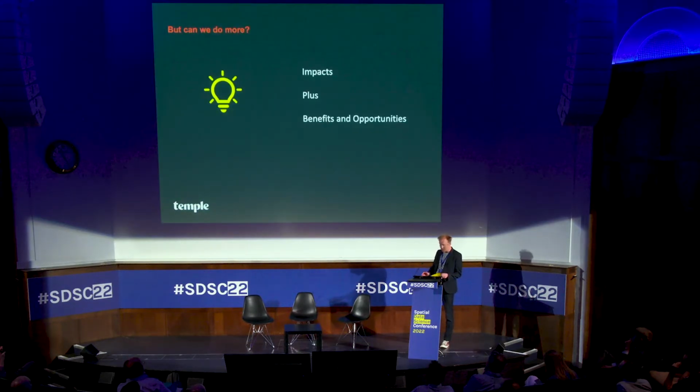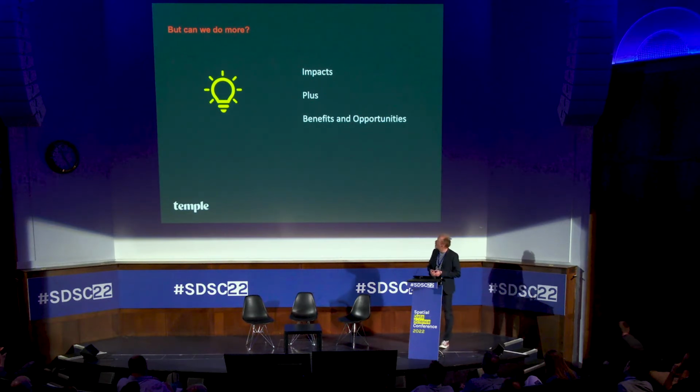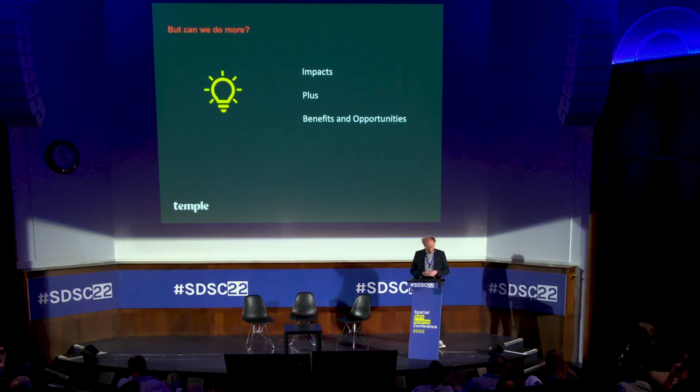Now, obviously, this is all great, but I've been thinking recently that maybe this approach is a bit too negative. Obviously, understanding impacts is important, but maybe we can also consider benefits or opportunities too. So thinking a bit more of a positive spin: what are the benefits and opportunities of linear features or linear infrastructure, and how can we maximize those benefits and opportunities?